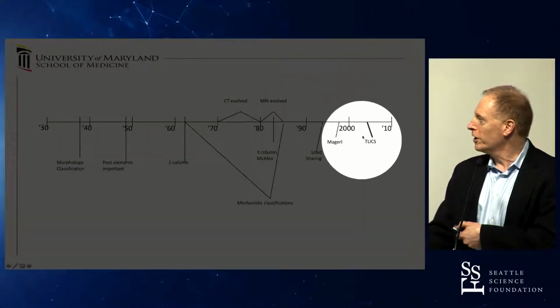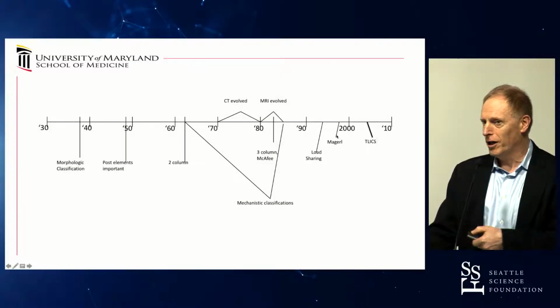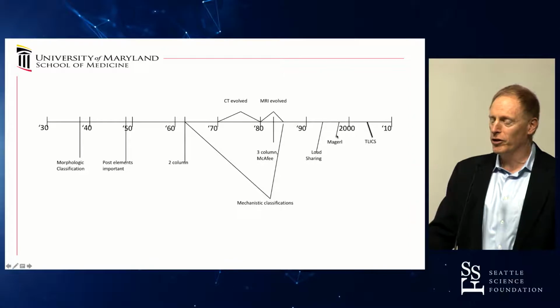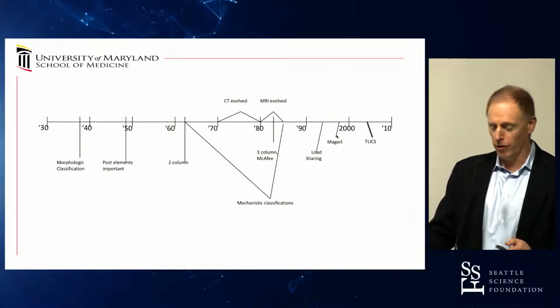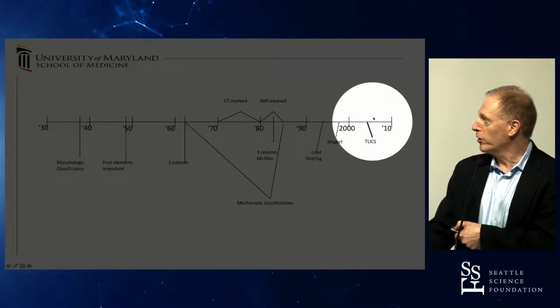Notice that TLICS is here in the mid-2000s, so it's really a pretty recent classification system, and the new AO system obviously is even more recent. Remember that the iPhone was introduced into the general population right about here.